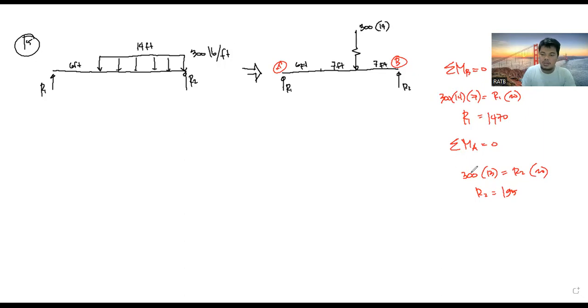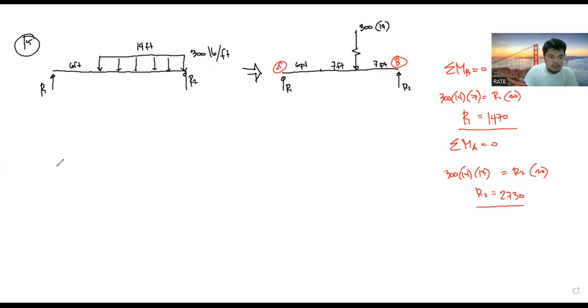And on the other hand, this should be multiplied with the force, 300 times 14 times 13, divided by 20. So this will be equal to 2730.